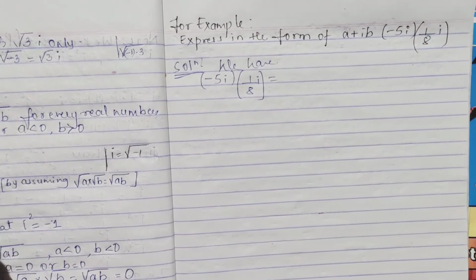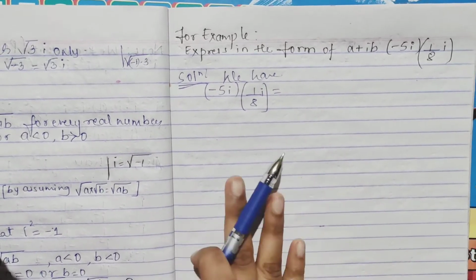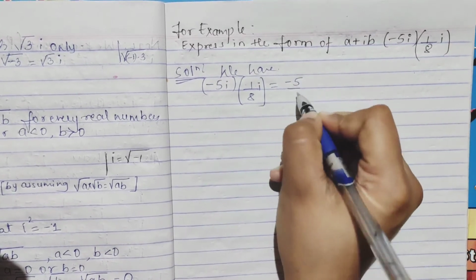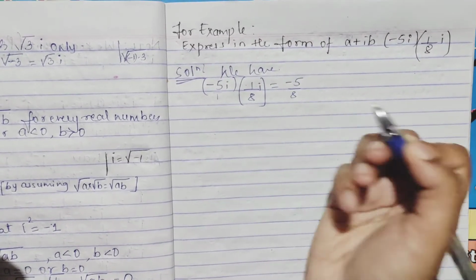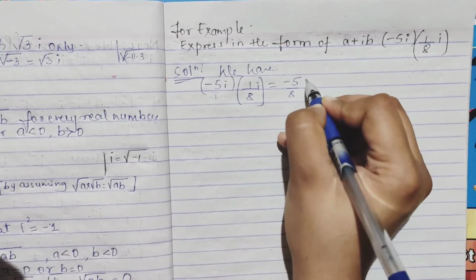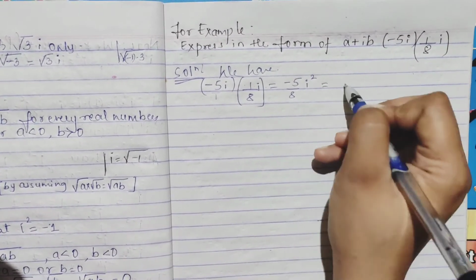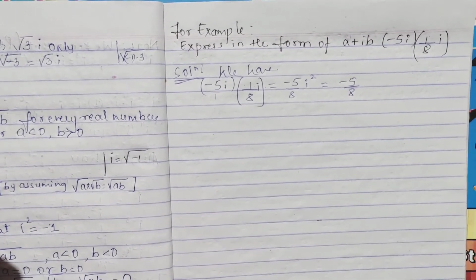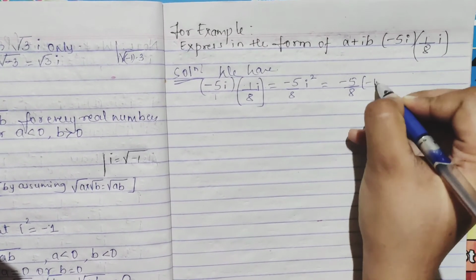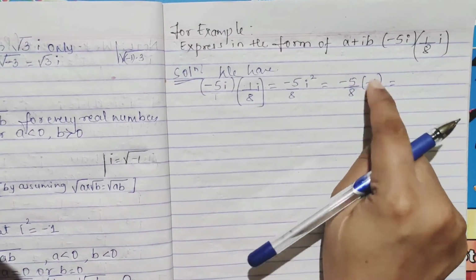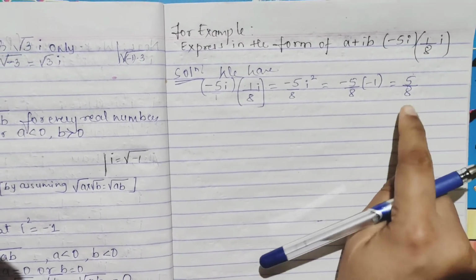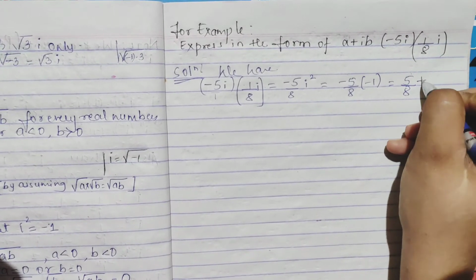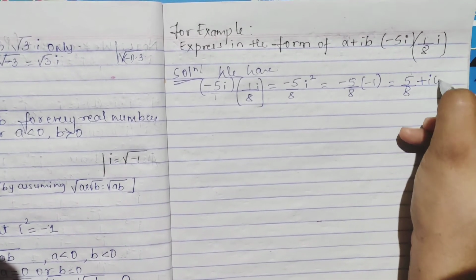They have given minus 5i into 1 by 8i. How can I write this? 5 into 1 is 5. This is divided by 8 only, because 8 into 1 is 8. I into I is I square. Now minus 5 by 8 keep as it is. I square we can write as minus 1. Minus into minus becomes plus, 5 ones are 5, so 5 by 8. Only a you have got, plus i times nothing, which means the imaginary part is 0.